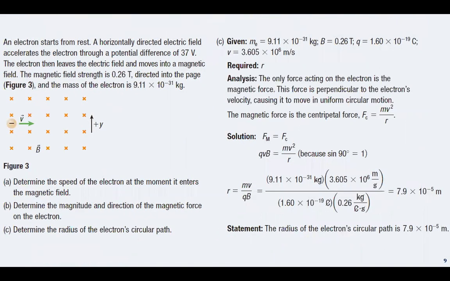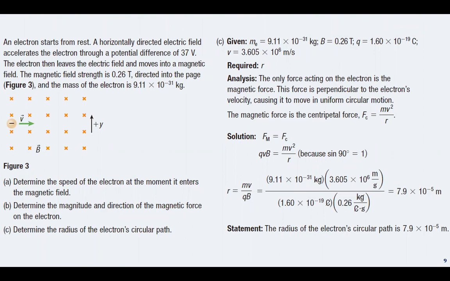Okay, next. The only force acting on the electron is a magnetic force, right? So this force is perpendicular to the electron's velocity, causing it to move in uniform circular motion. So we know the magnetic force is a centripetal force.